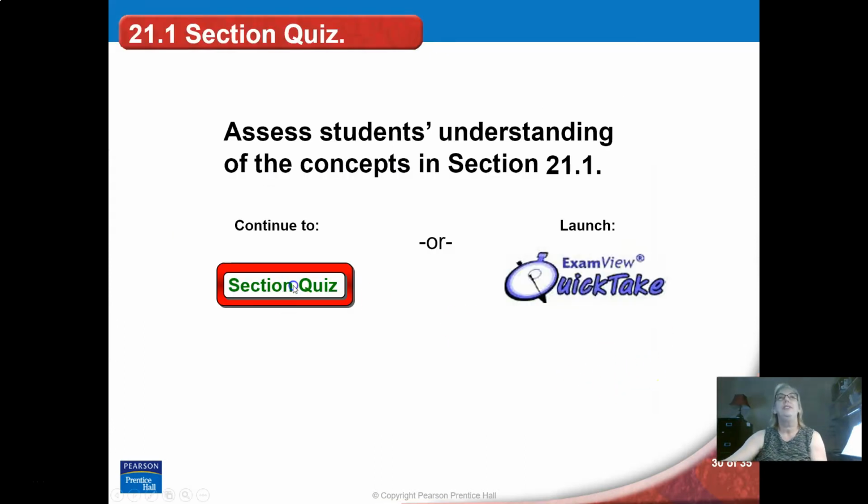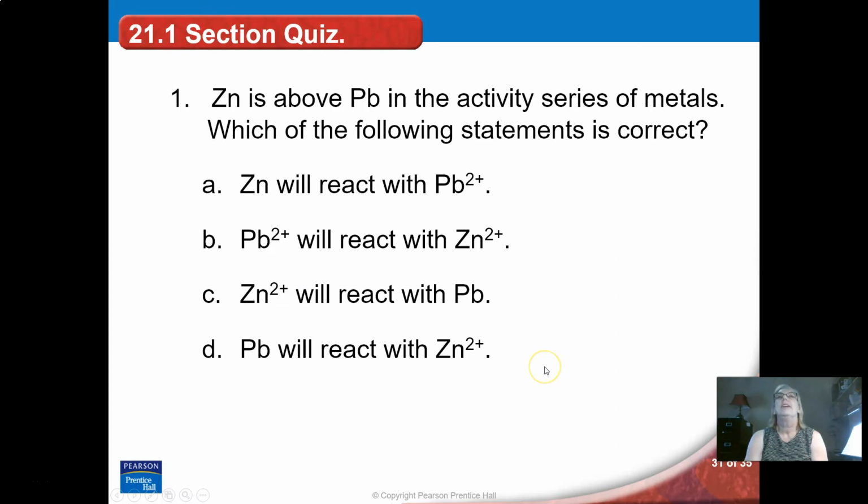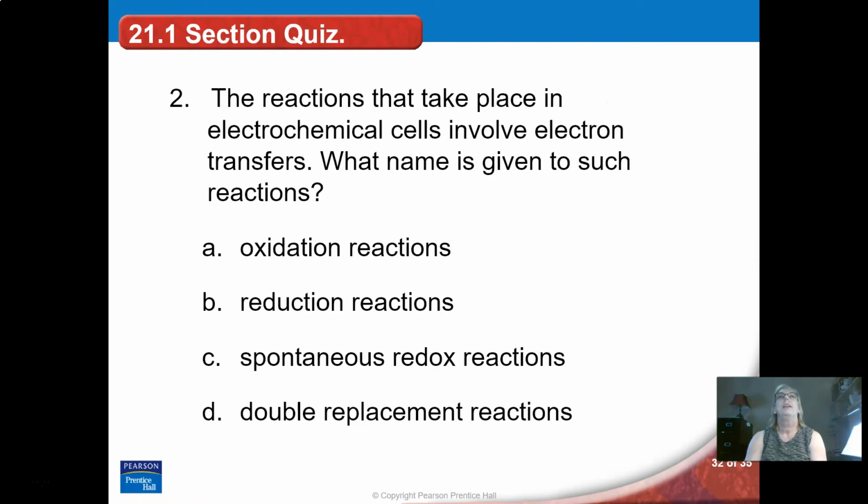Let's see how well you do on your quiz. So check this. See what you think. So that's the answer for that one. So we have electron transfers. What's the name for electron transfers? Good job. So spontaneous and they're redox.